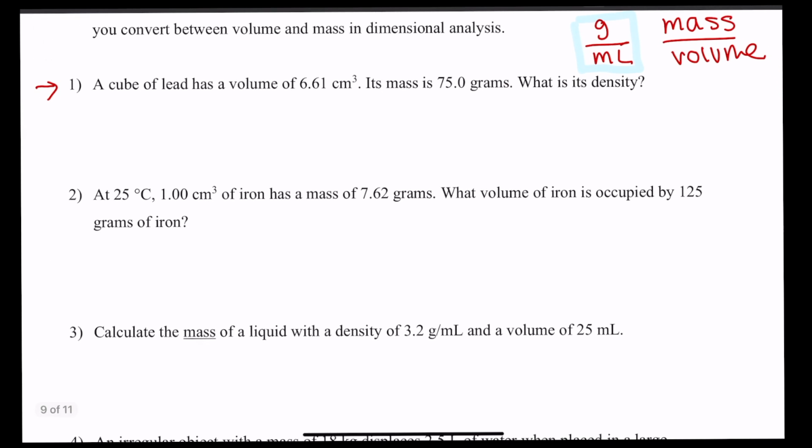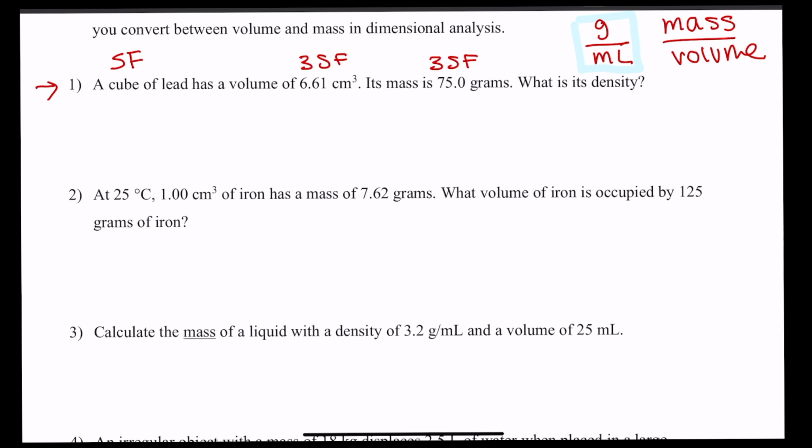Question number 1, it says a cube of lead has a volume of 6.61 centimeters cubed and its mass is 75.0 grams. What is its density? So here, another thing, anytime you do chemistry with math problems, always remember sig figs. Okay, so this has 3 sig figs, and this number also has 3 sig figs. Let's see if it's an addition or division and see what we need.